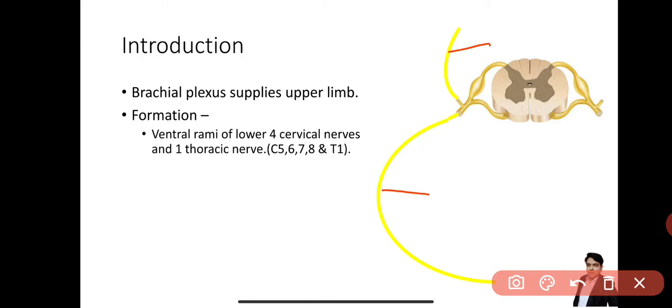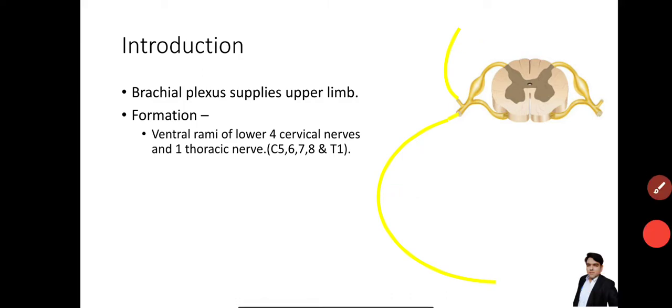These spinal nerves are also connected to the sympathetic chain. So here this is the sympathetic ganglion and it is connected to the spinal nerve via this white rami communicans and this gray rami communicans.